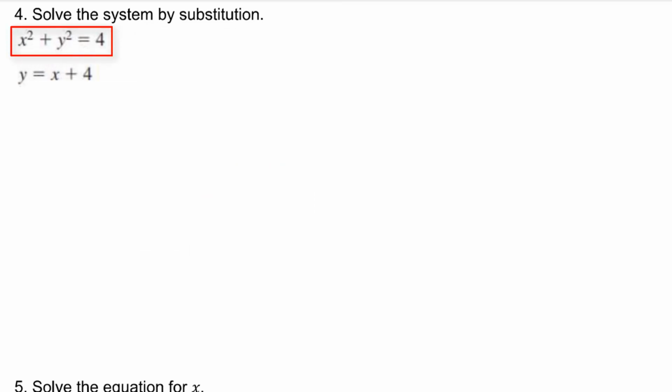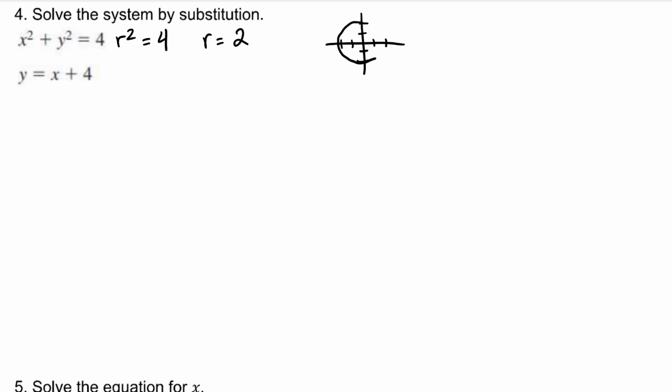For number 4, x squared plus y squared equals 4. This is not a quadratic equation because y is also being squared. Do you remember which parent equation this is? X squared plus y squared equals r squared is a circle. So in this case, r squared would be 4, so your radius is 2. A circle with radius 2 centered at the origin.